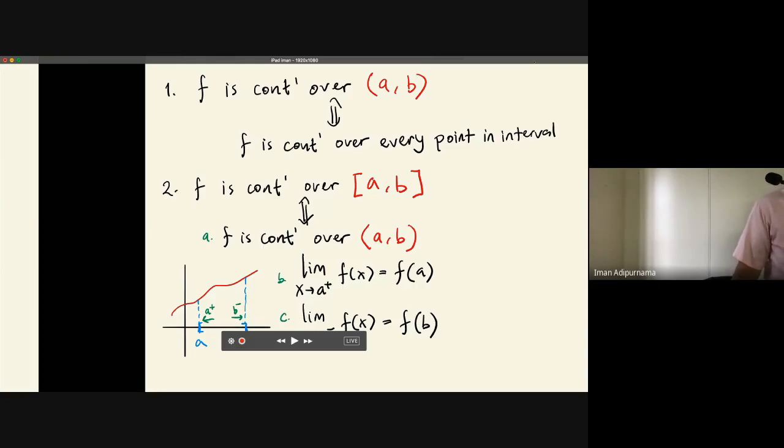Because maybe the whole function is not continuous, but in some interval, maybe it's continuous. Like you have a jump, but if you just look at a small part, it's continuous. But the whole function, maybe it's not.